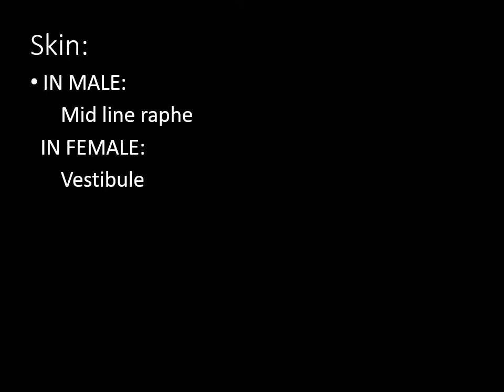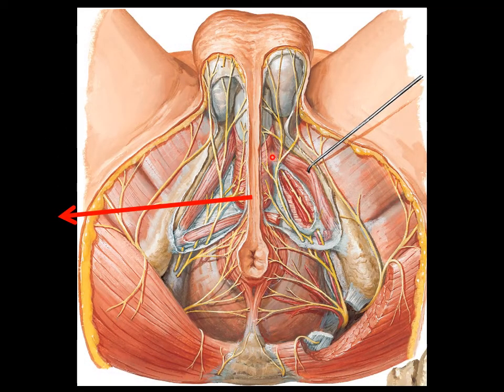In the case of male, we can identify a midline raphe. The skin extends from the abdomen and is continuous with the skin of the penis and the skin covering the scrotum, and then extends posteriorly. On the skin we can identify the midline raphe, which separates the scrotum into two compartments, and the same median raphe extends posteriorly and reaches the perineal body or the anterior margin of the anal orifice.